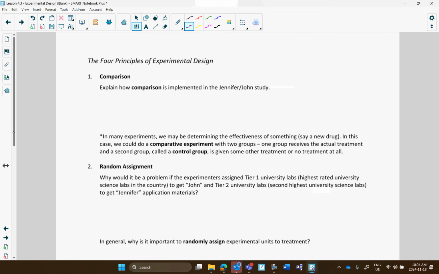What makes a good experiment? Or in other words, what are the components of designing a good experiment, or experimental design? There are 4 of them. Comparison, random assignment, replication, and control. So comparison. How would comparison be used in the Jennifer John study?